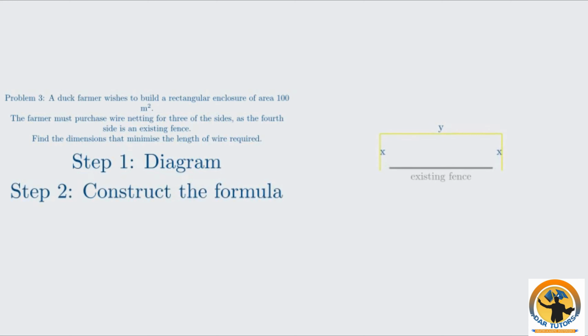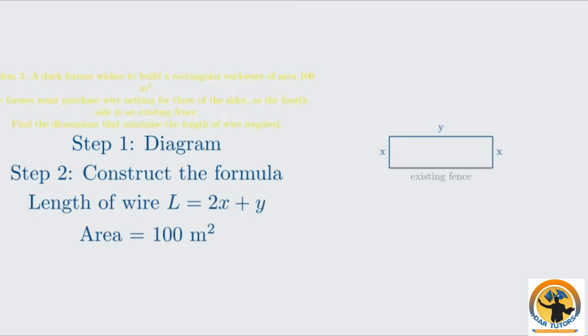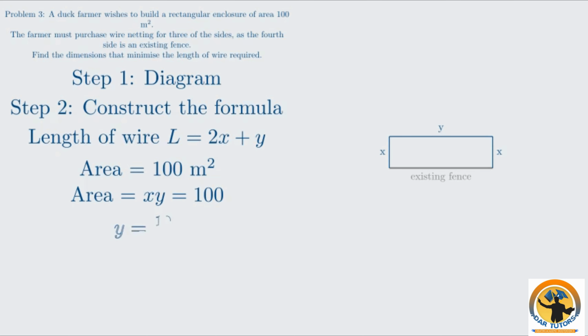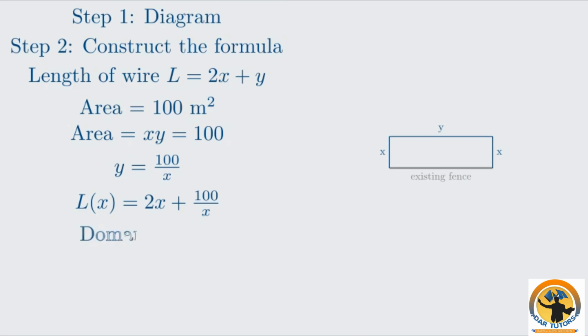We want to minimize the length of wire, L. The wire is used for the 2 sides of length x and 1 side of length y. So L equals 2x plus y. We need to eliminate y. We use the area constraint. The area is 100 square meters. The area is x times y, so xy equals 100. This means y equals 100 over x. Substituting this into our length formula, we get L of x equals 2x plus 100 over x. The domain for x is greater than 0.